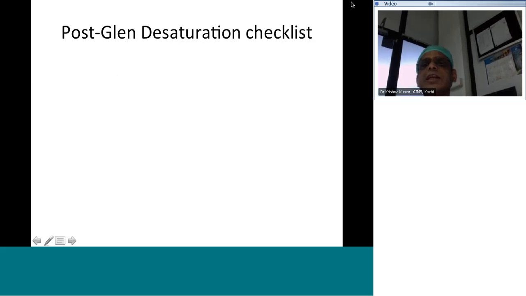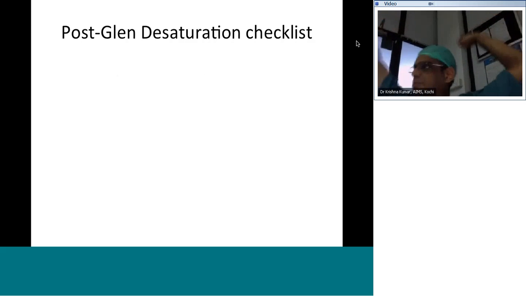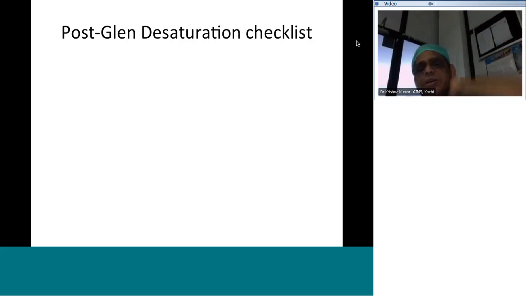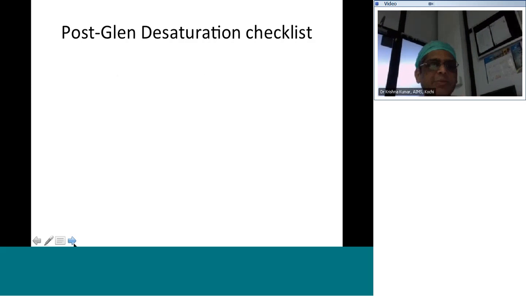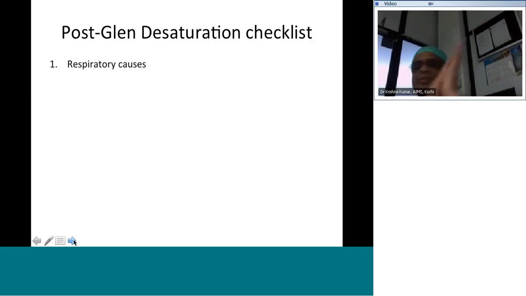There are 10. I've made it 10 because all checklists should have 10, not because there are 10 causes. There could be more. So come on, give me reasons for desaturation after Glenn. Start systematically. Start from the SVC. Anastomosis. So I agree, the first thing could be anastomosis. Before that, respiratory causes. Always think of respiratory causes first. More causes: obstruction at the Glenn anastomosis.